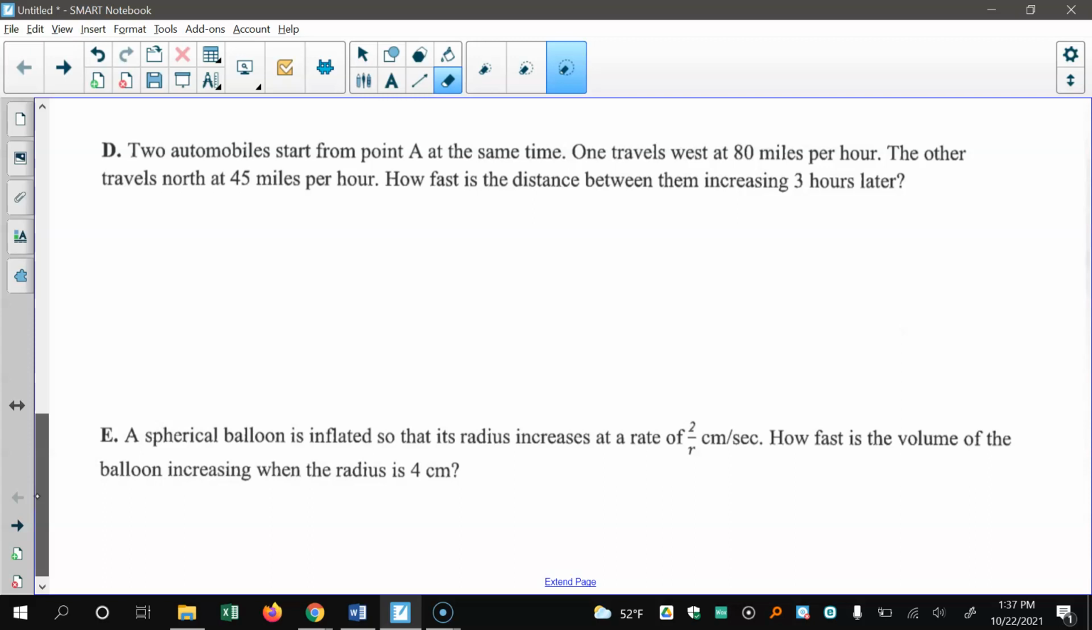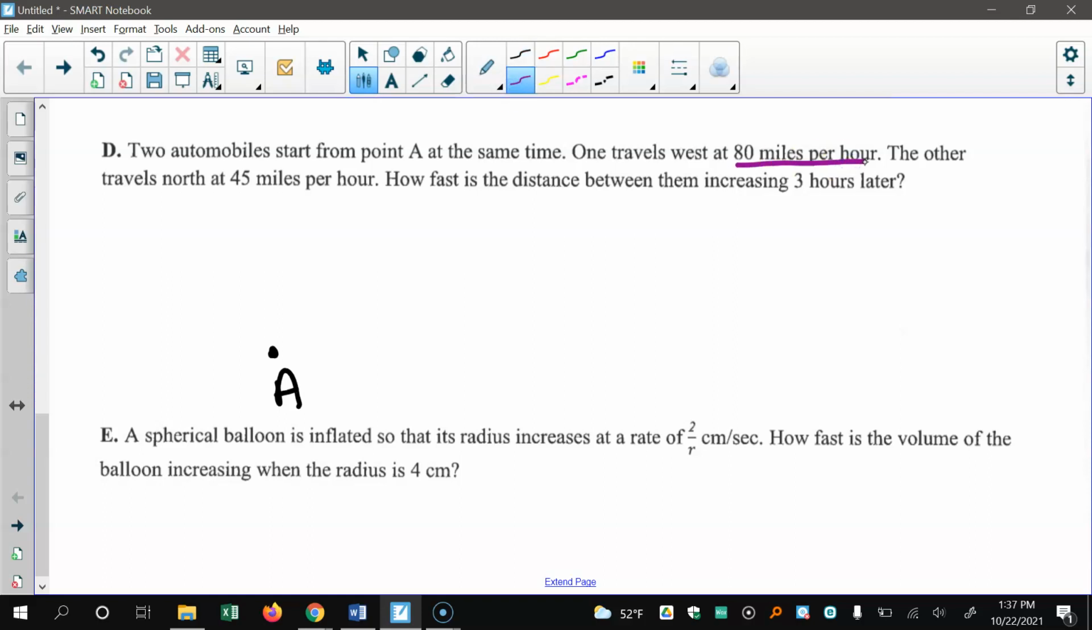To dive right in, D says two automobiles start from point A at the same time. Where is point A? Point A looks like it's right there. Excellent. One of those automobiles, let's call them motor vehicles, travels west at 80 miles per hour.